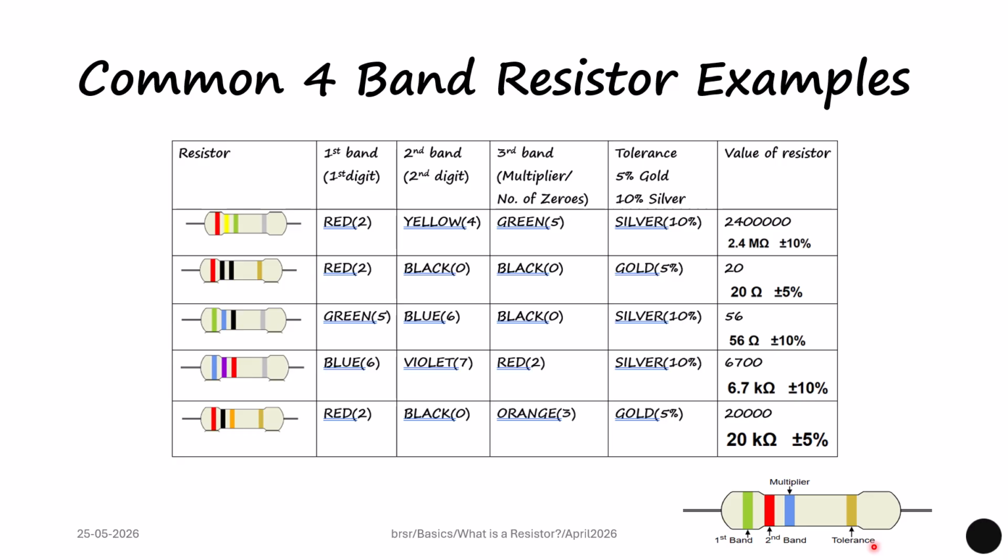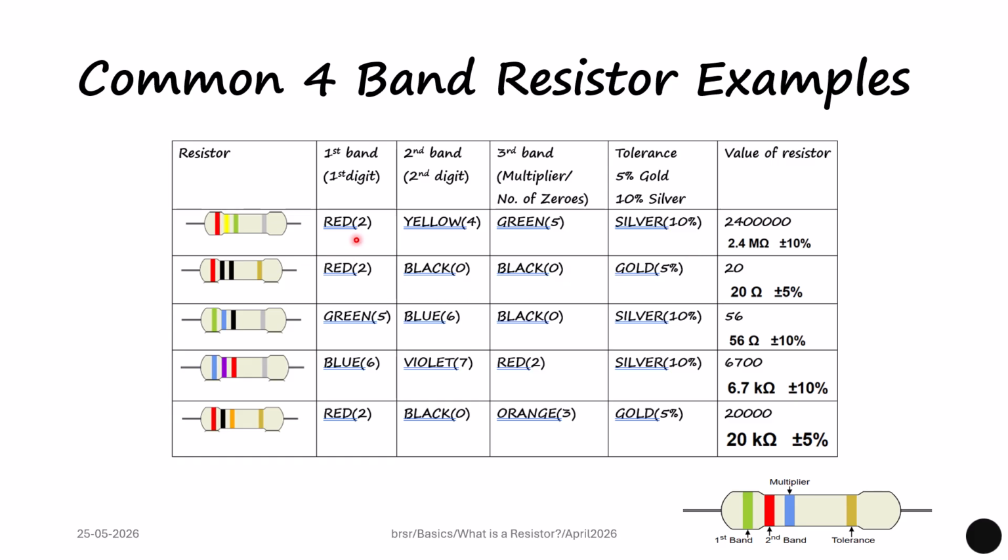So a 100 ohm resistor can typically have a value of 90 or 110 ohms. So let us see the examples here. In this first resistor, we have three bands, that is red, yellow and green. Then it is a silver band. So red represents 2, yellow represents 4, green represents 5, and the silver is 10% tolerance.